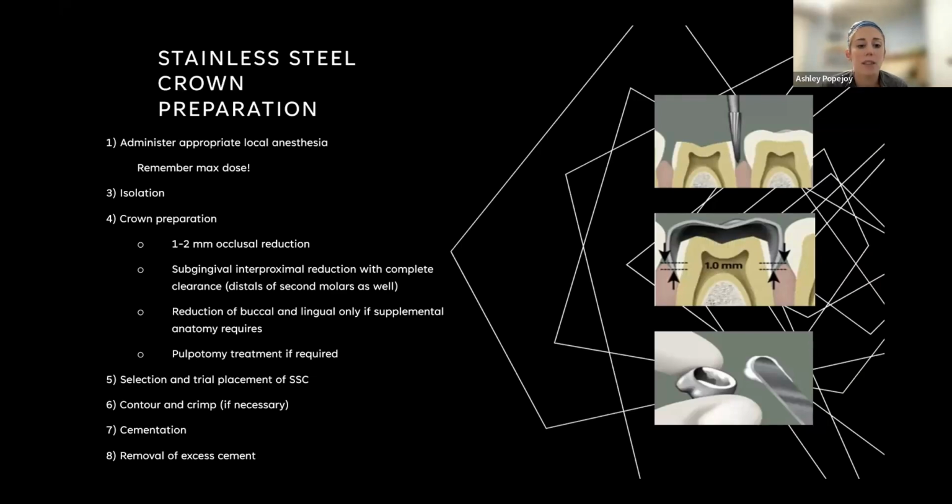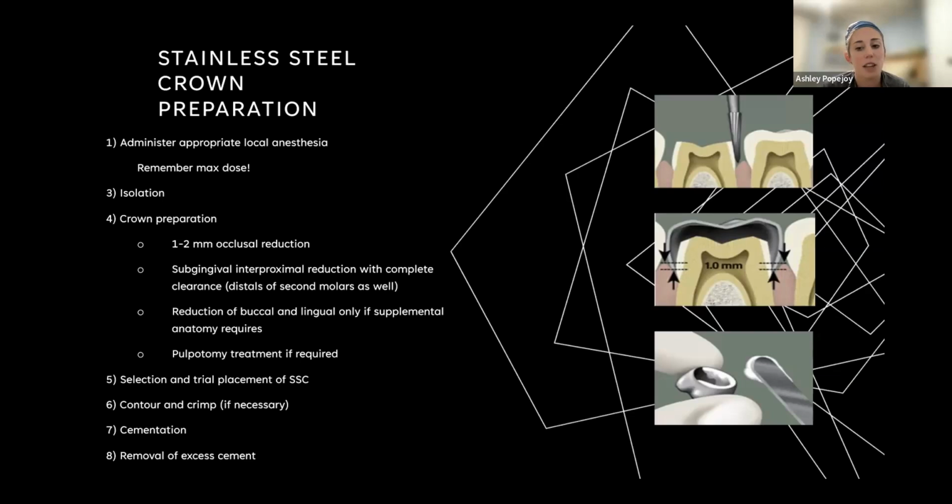Trial placement of the stainless steel crown first, and then use your throat pack to take them off again, because they do tend to slip and fly. You'll also want to contour and crimp if necessary. I always do crimp the distals of my second molars for the same reason that I do an interproximal slice at the distals of my seconds, so I can have that nice form fitting on the distal and not cause impaction of the permanent first molars.